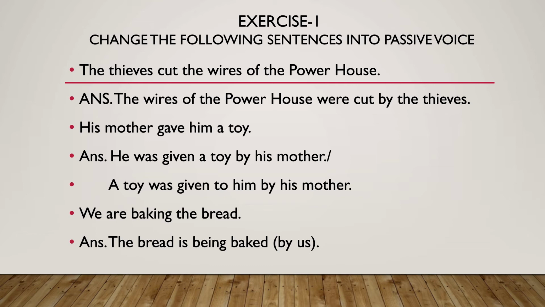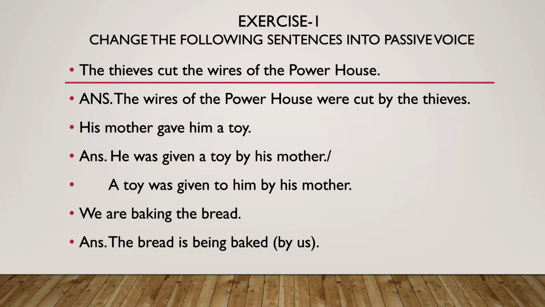But before that, what will be the form of verb be? As he is the third person singular, so we will use was. As it's a past tense, so we'll use was. He was given a toy by his mother.